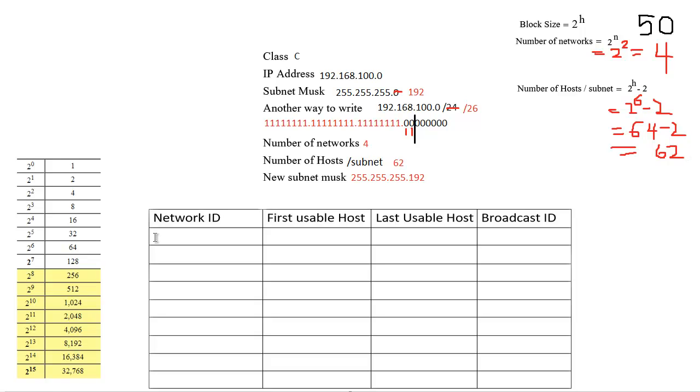What is the network ID? Every subnet or every network has a unique ID. It is the first IP address of the subnet. So this always starts from 0. So this will be our first network ID.